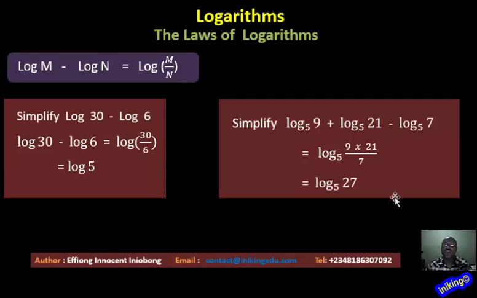That's the interpretation of that expression following the two laws we have just considered. And that gives us 9 times 21 divided by 7. Of course, our 7 can take care of this. It's 1. Take care there. It's 3. And 9 times 3 gives us 27. So we have this as logarithm of 27 to base 5.